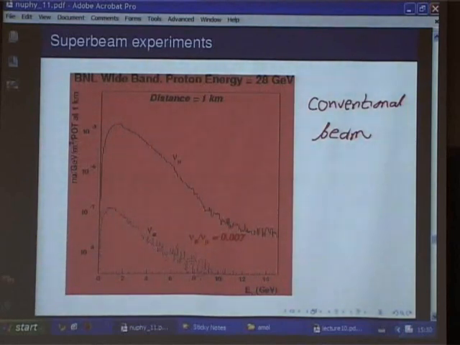So normally what you do is the following. You produce lots of pions and kaons, and you apply a magnetic field. You only take out the negative pions, so you only get muon neutrinos and muon antineutrinos. Therefore, a super beam usually consists of mostly muon neutrinos, and typically the contamination is about 1%.